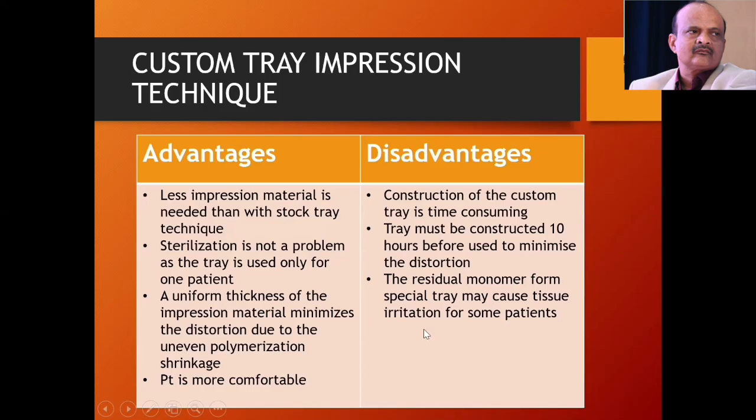Then the custom tray disadvantages are it requires time. The tray must be prepared around 9 to 10 hours before using to minimize the distortion. Otherwise, if it has to be made in an urgency, prepare a tray and put it in boiling water for 5 minutes and allow it to cool to room temperature and use, or put it in a polyclave and cure the tray. The residual monomer from the special tray may cause tissue irritation in some patients.